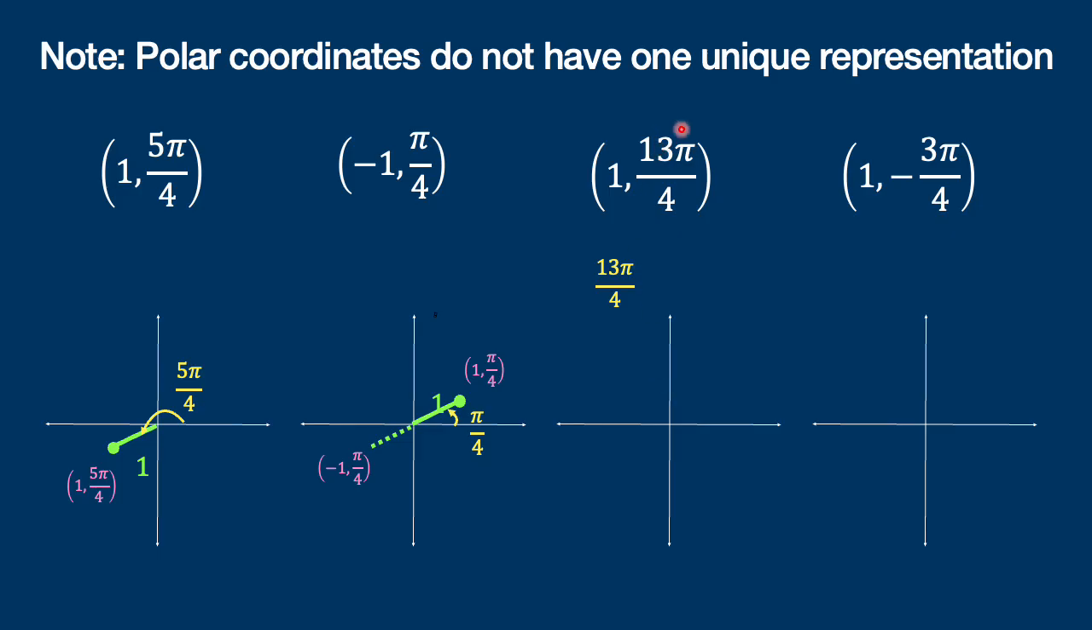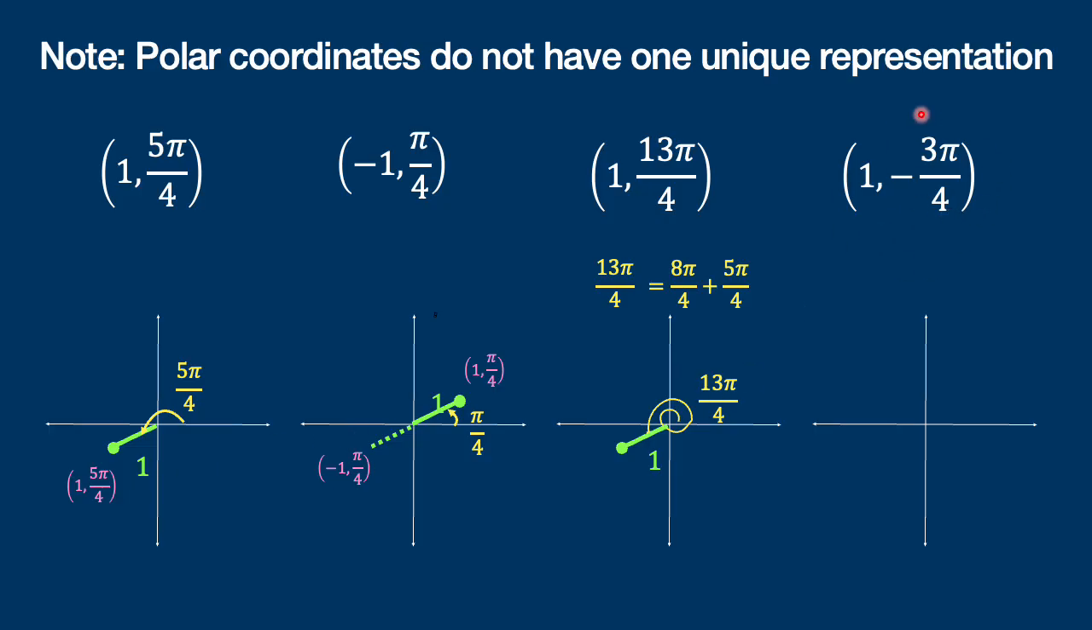Next one is 13 pi over 4. Guys, 13 pi over 4 is going to be what? This one is 2 pi plus 5 pi over 4. Then there is one cycle and you go 5 pi over 4 more. So it's one revolution, then go to 5 pi over 4. That's the third quadrant. Distance is going to be 1. You plot exactly the same point as the previous two.